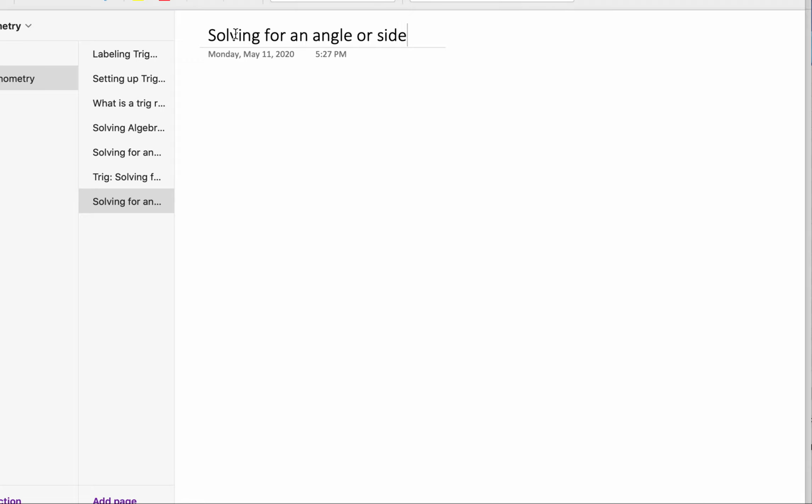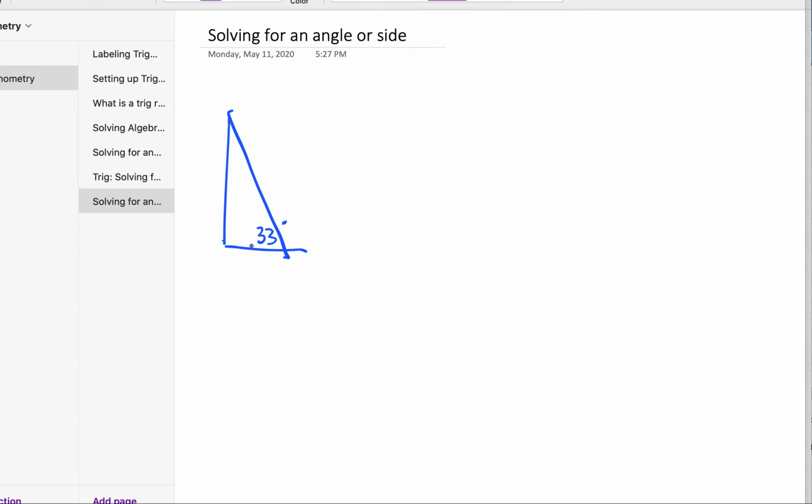Hi everyone, we want to go over a couple quick examples, but these are assuming you've already watched the lessons. These are a couple examples of solving for an angle or solving for a side in trigonometry. If we take a right triangle, I will do the angles, solving for a side first.